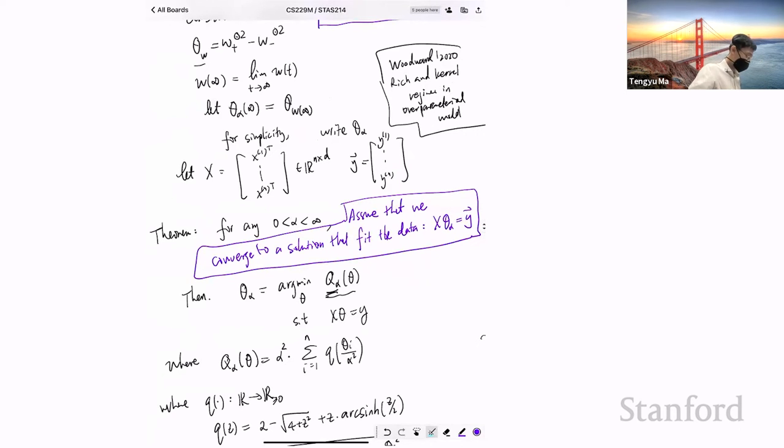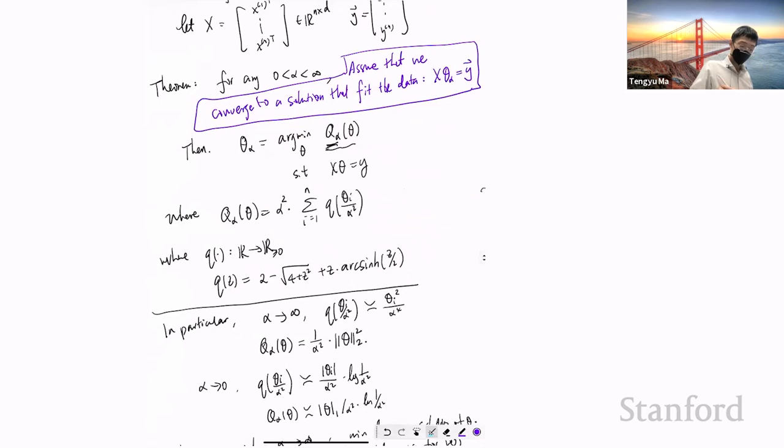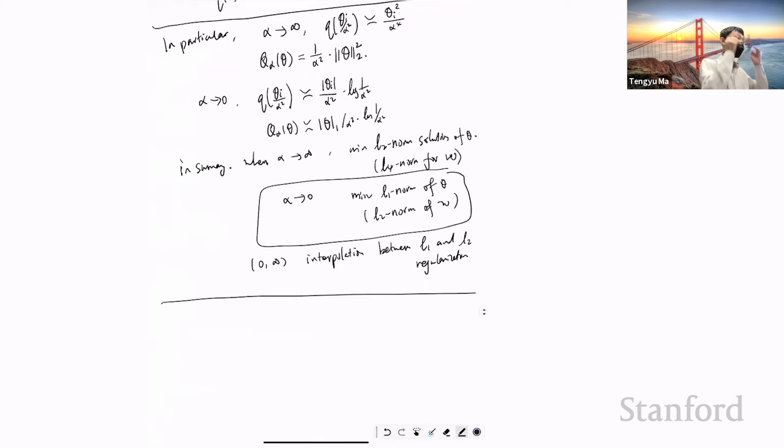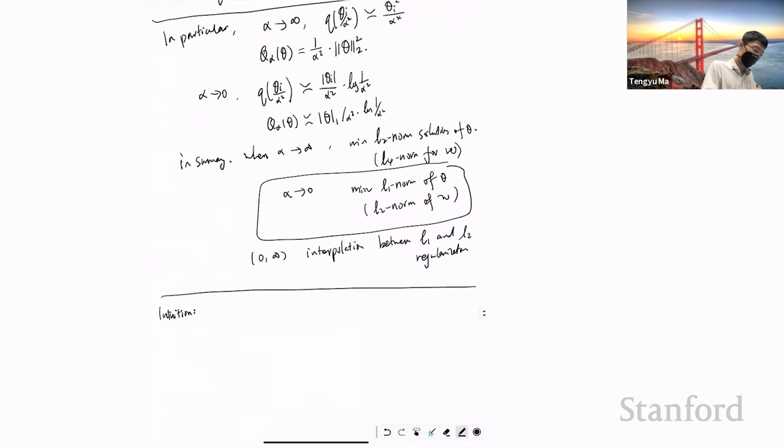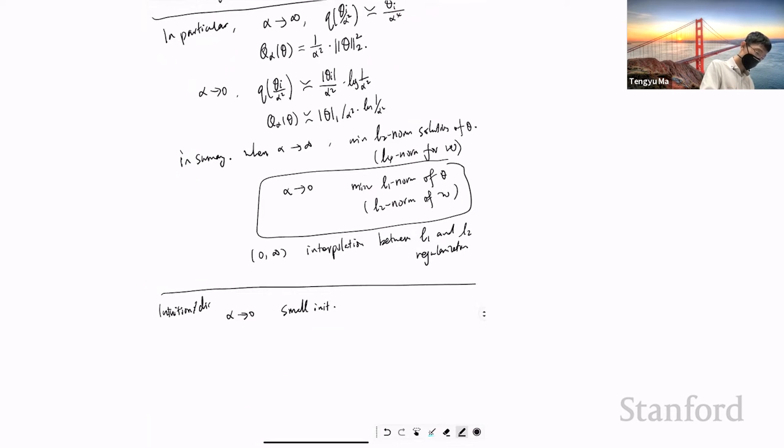Right, and so here are some intuitions about this interpolation, and in some sense, just to connect to what we have discussed, you can view this as a unification of what we have discussed in the past few lectures. When alpha is small, this is small initialization, so this is basically similar to the previous case, a similar intuition to the previous lecture.